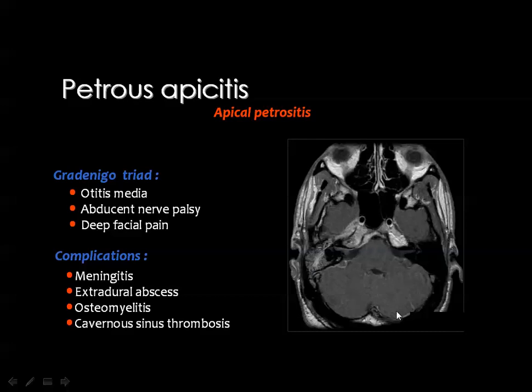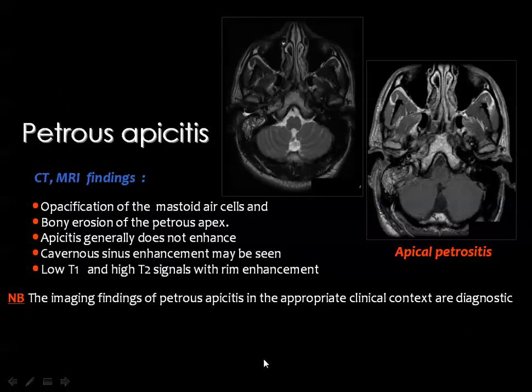You know that this is an enhancement around the apex of the petrous bone. Then you can see here, this is an example of apical petrositis on the right side. If you look carefully, this is the normal apex of the petrous bone, and here you can see there is some increased signal compared to this area in this T2 weighted image, and you also see the fluid signal within the mastoid.